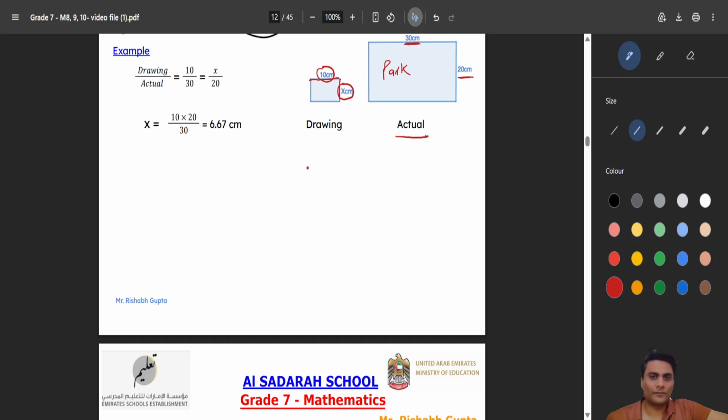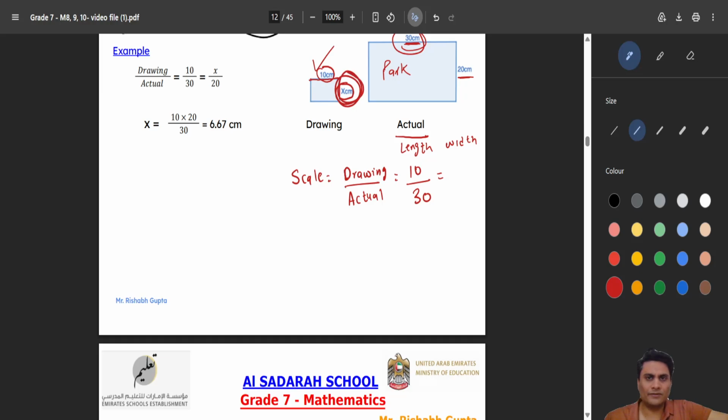So first of all, how can I find the scale? The scale is, I told you, the drawing over the actual. So from here I can get two ratios, first for the length and second for the width. For the length, in the drawing, how many centimeters are given? 10. And in the actual? 30. Now let's check the width. In the drawing, how much is given? x. And in the actual? 20. Now we have to find x.